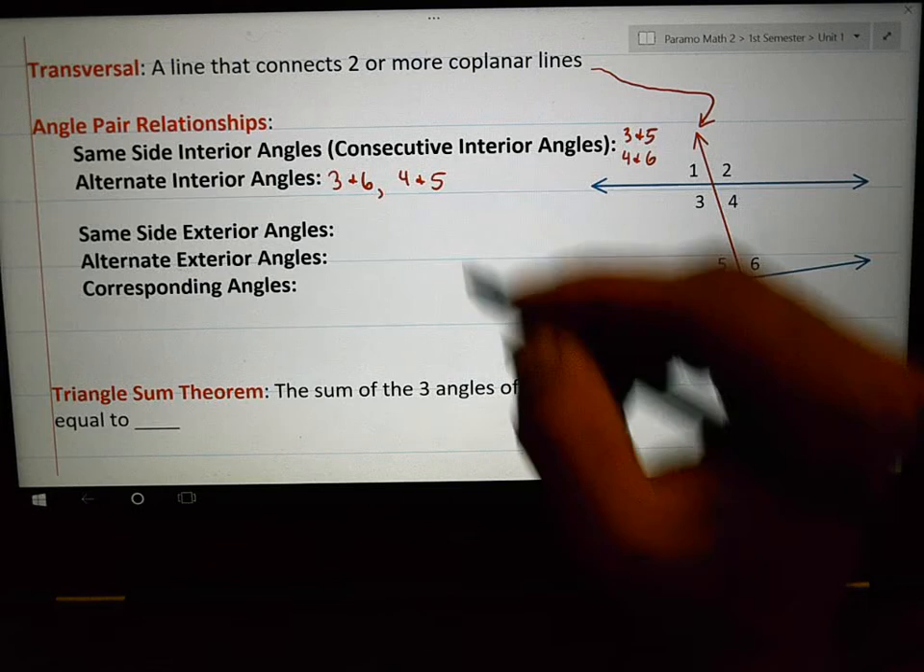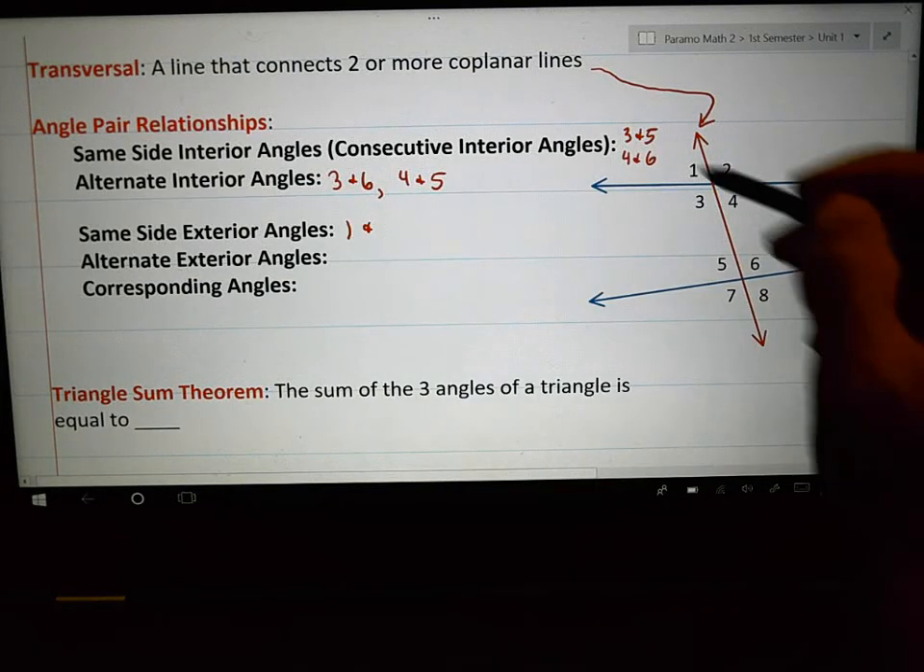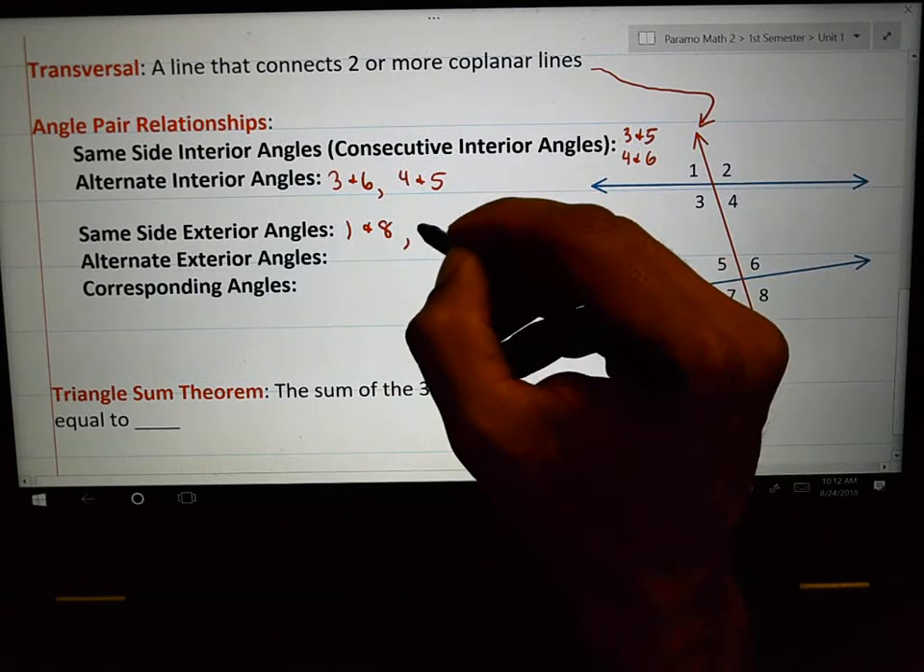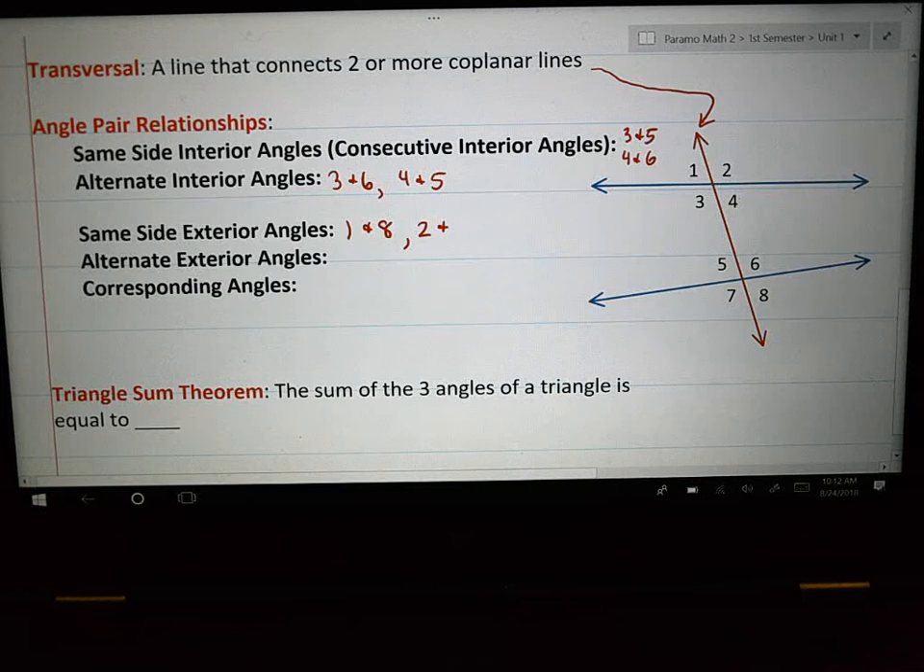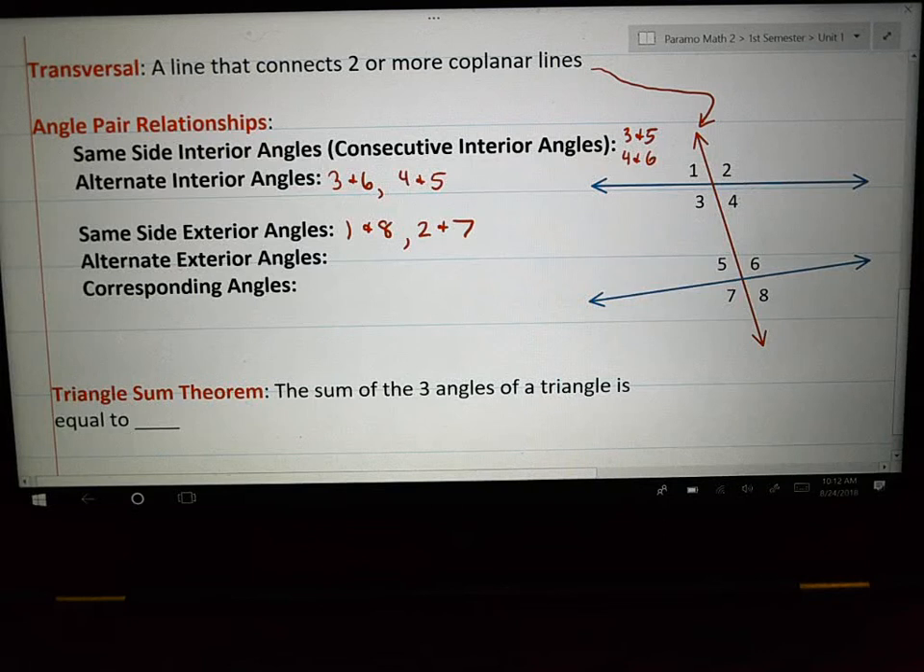Same side exterior, 1 and 8 are same side exterior. So that means 2 and what other number are same side exterior? Say the number out loud. There you go.